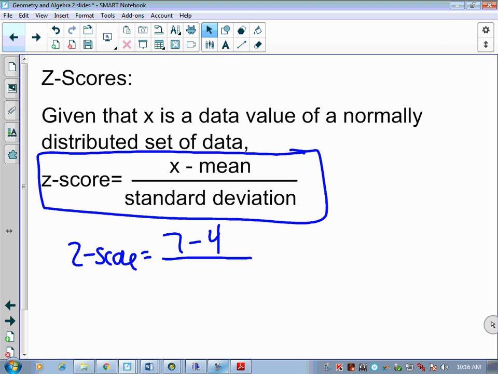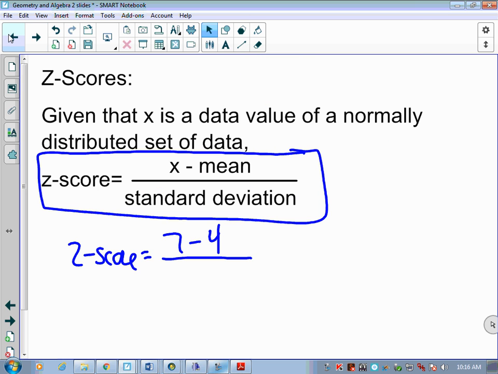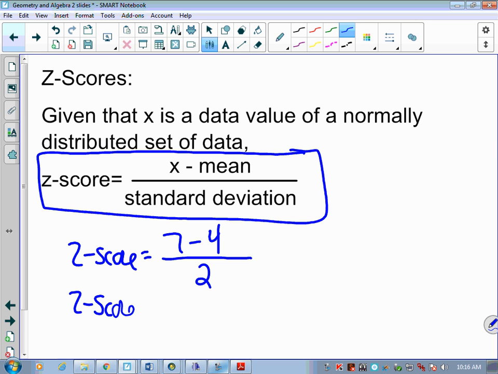What's the value of my standard deviation? 2. Okay? All right, what's 7 minus 4? 3. What's 3 divided by 2? What is it? 1.5? So I have a z-score of 1.5.